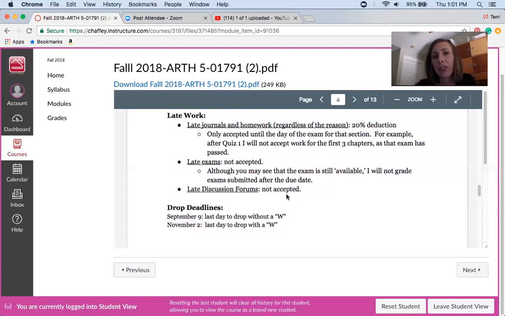The late journals and homework are accepted at a 20% deduction, but only up until the quiz for that particular chapter. So if you miss a due date next week, you are fine to turn that in late. Let's say you miss a homework and you want to turn it in late. You just have to make sure you have it in before quiz 1. So once the quiz for that information has passed, then no late work is accepted. And I'll make sure I put this in a reminder to you.